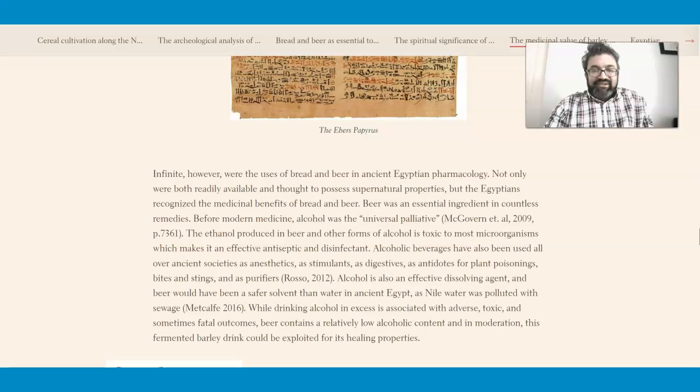It is definitely something that was the universal palliative. Before modern medicine, this was the only source of ethanol, which would be toxic to microorganisms. So any disinfectant, antiseptic properties are also part of the fermentation of wheat and the production of beer.